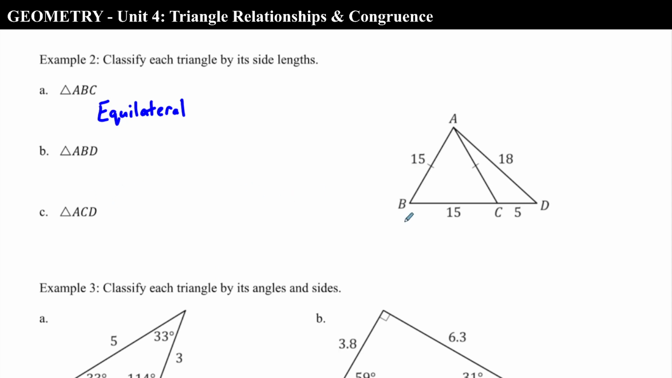For B, we're looking at ABD, which is our big triangle. This one's 15, this side's 18, and this side is 15 plus 5, which is 20. All three sides are different lengths, so this would be scalene. And then finally, for ACD, this length is 15, this length is 5, and this length is 18. They're all different, so again, we have a scalene triangle.